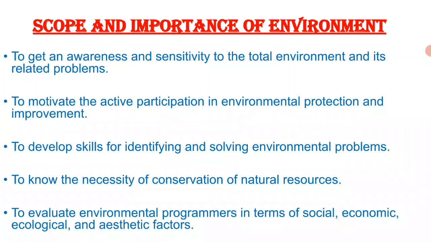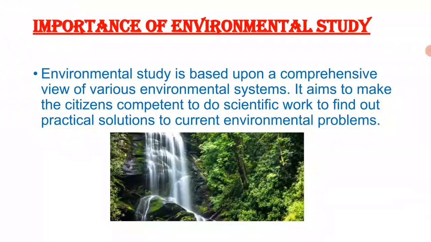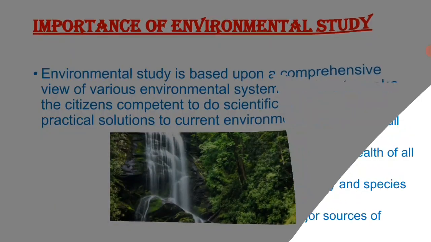The main scope of environmental science is studying the interrelationship between the components of environment, carrying out impact analysis and environment audit, preventing pollution from existing and new industries, stopping the use of biological and nuclear weapons, and managing unpredictable disasters. The importance of environmental study is based upon a comprehensive view of various environmental systems. It aims to make citizens competent to do scientific work to find practical solutions to current environmental problems.